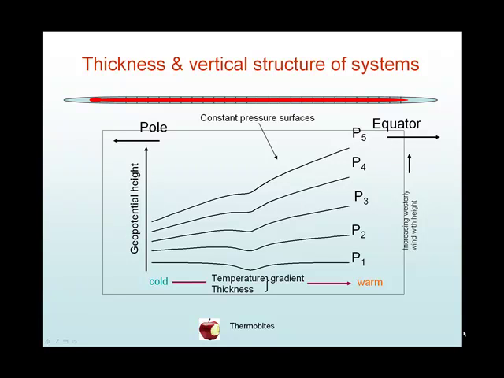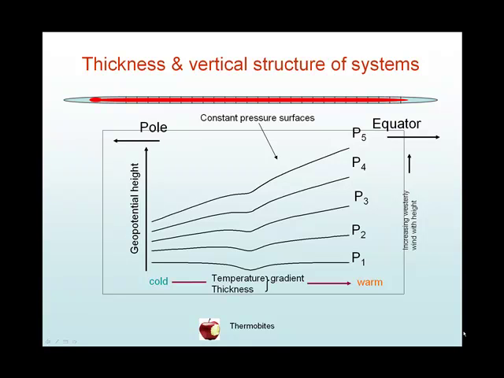In this video, we're going to examine the relationship between thickness and vertical structure of systems. Here we have a schematic where geopotential height increases upwards, where the pole is towards the left of the diagram and the equator is towards the right. And there's a gradient in temperature or thickness from south to north. So it's a southern hemisphere picture, with cold air to the left and warm air to the right.